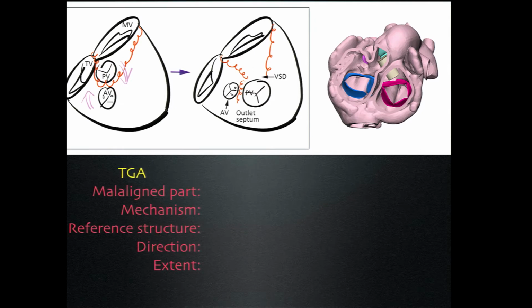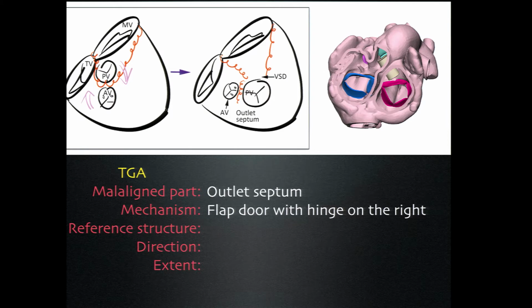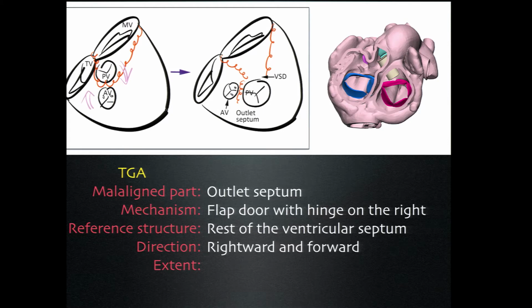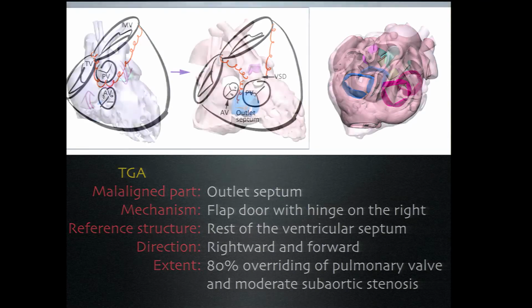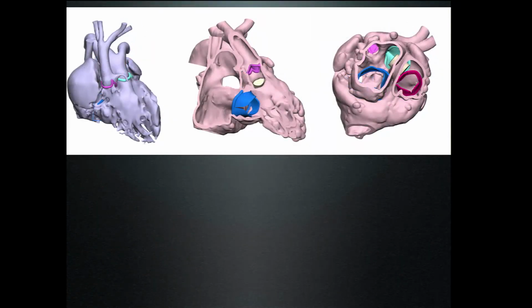So the other case, here described: the malalignment part is the outlet septum, the mechanism is a flap door with a hinge on the right. Then the reference is the rest of the ventricular septum, and the direction is rightward and forward. The extent in this case is 80% overriding of the pulmonary valve and moderate subaortic stenosis. This is not every case of Taussig-Bing malformation.